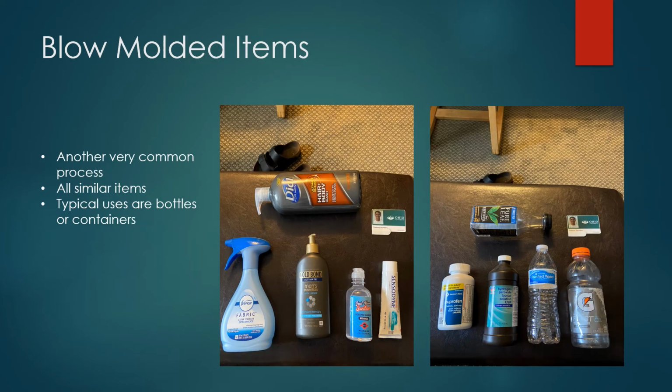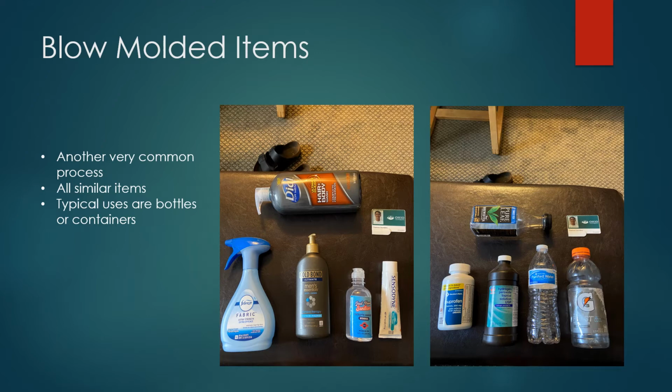Okay, so next up are blow molded items. Blow molding is another very common process. However, it tends to make all similar items. So you can see here, these are all really bottles and containers. I'm sure blow molding can make a couple other things, but this is basically what you're going to get when you blow mold plastic.